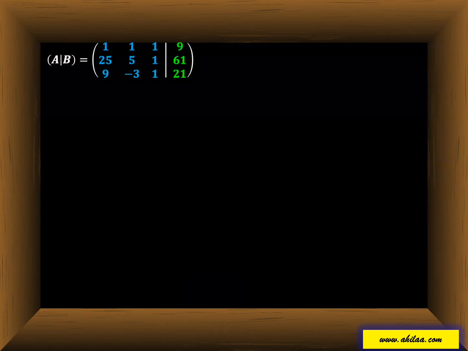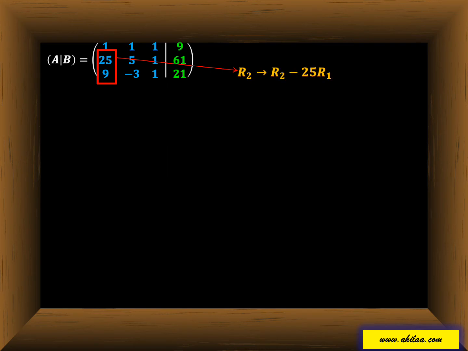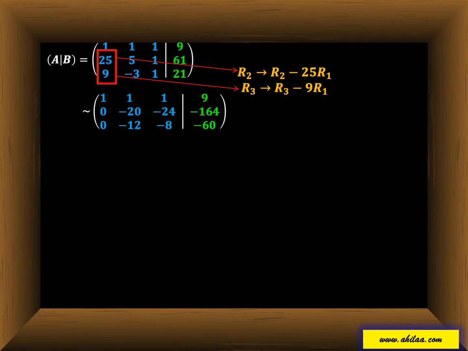So A bar B is interchanging R1 and R3. We are getting this matrix. Next we try to make this A21 and A31 as zeros. So the operations are R2 tends to R2 minus 25 R1 using the first row as pivot row. Similarly, to make A31 as 0, R3 tends to R3 minus 9 R1. Doing these operations, we are getting this matrix.